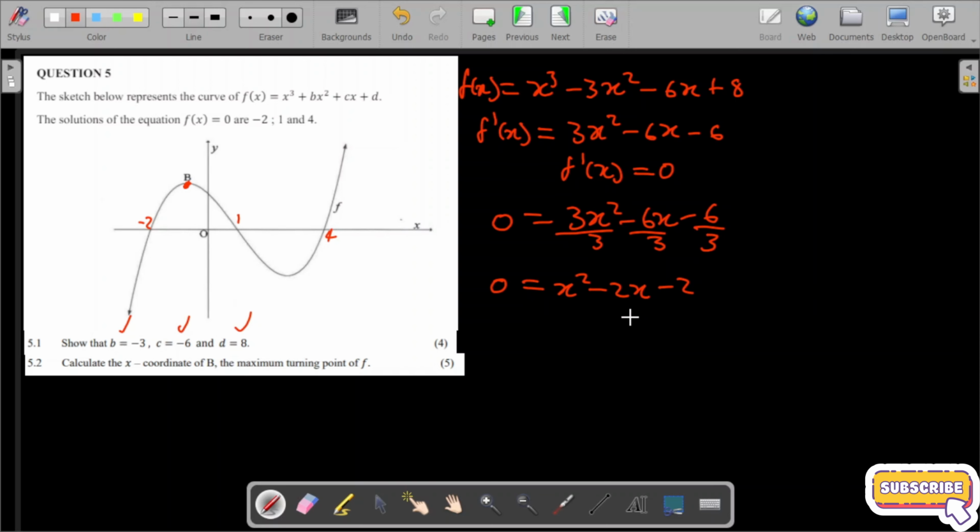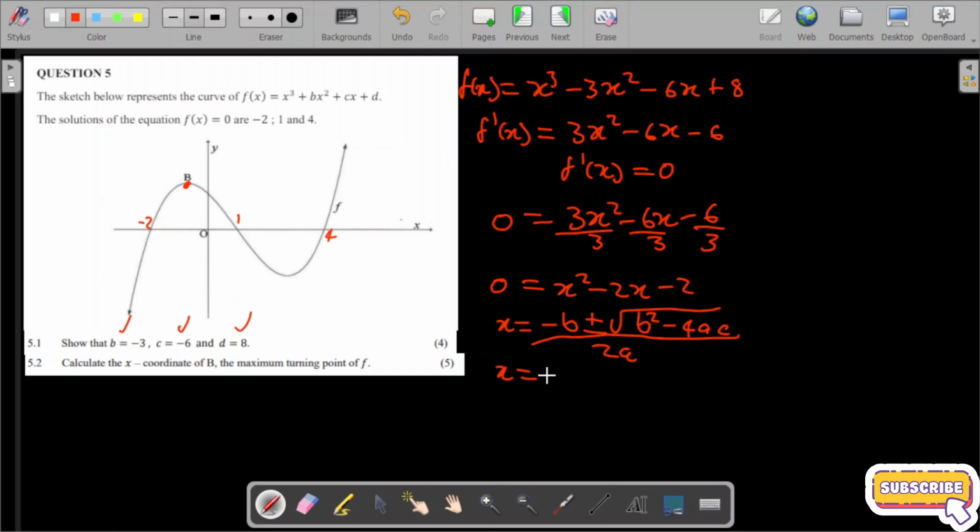In this case, we need to factorize, but there are no factors of -2 here that are going to give us -2. So we go straight into our quadratic formula, minus b plus or minus the square root of b squared minus 4ac, all over 2a.